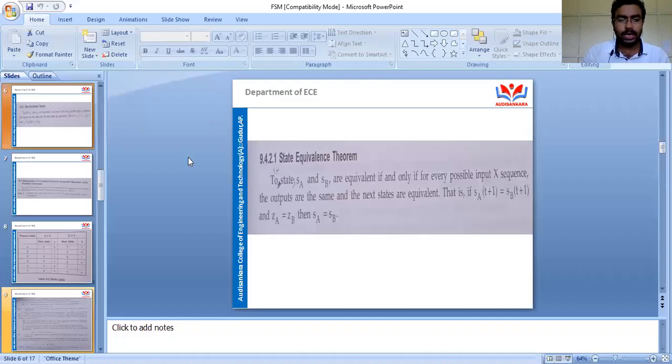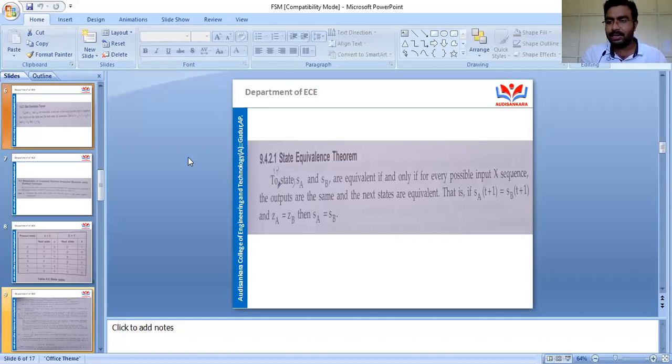Okay, students, let us see the state equivalence theorem. If I want to call the states SA and SB equivalent states, then their next states should be equivalent and their outputs should be the same. Only then can I call the states SA and SB equivalent states. That is what is called the state equivalence theorem for the states SA and SB.